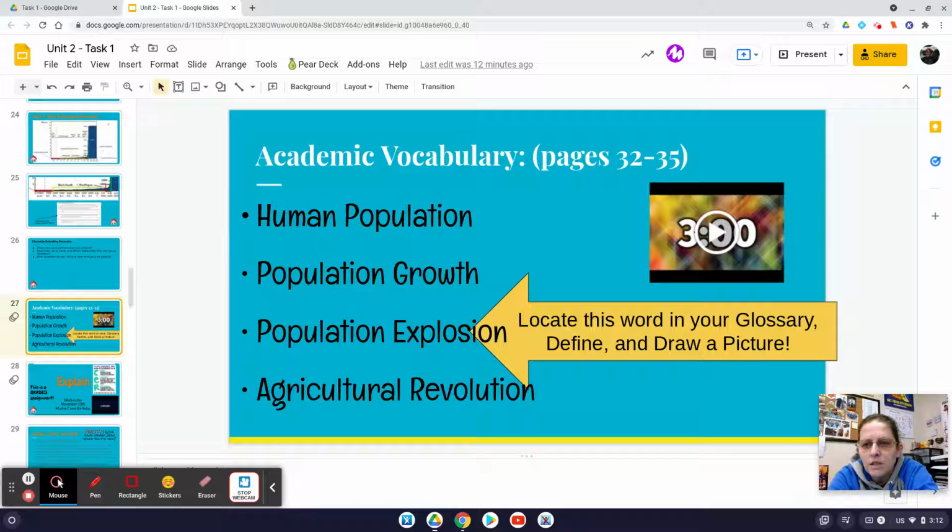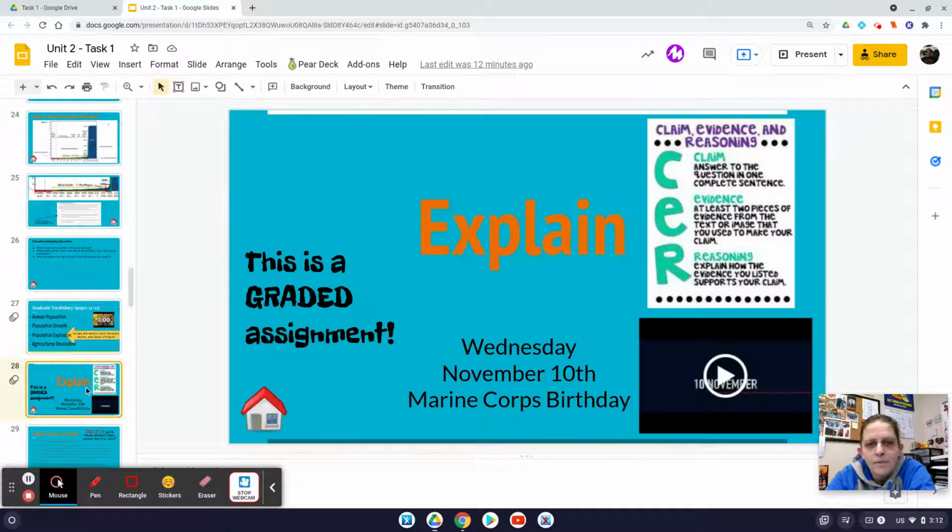Population explosion, this should be on page 32 in your glossary. You're going to look up population explosion. You're going to have to Google that word and then figure out what that means and put that in your glossary. We're going to be saying those words quite a bit. Draw a picture of what you think that looks like.